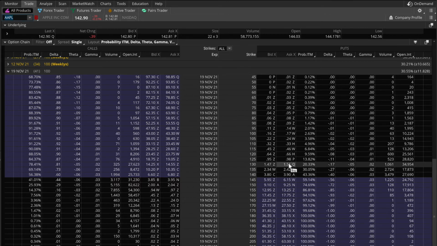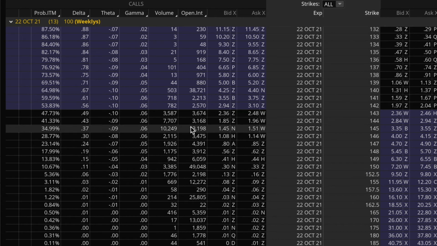But with weekly contracts, given that the volume and the open interest is typically going to be a lot smaller, although it's not really the case with Apple here, then making trades or adjustments will likely be a lot slower, simply because there's a lot fewer people out there trading the same options as you, and you both need to agree on the same price to actually make a trade.